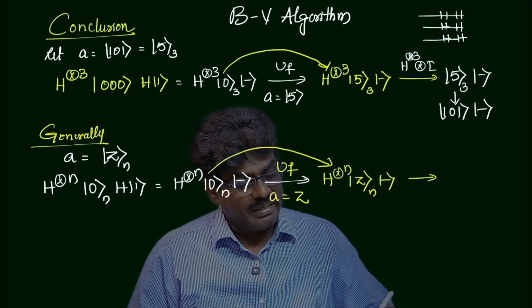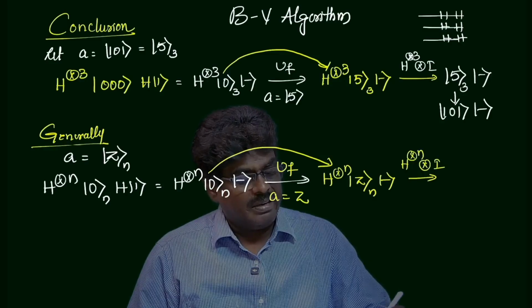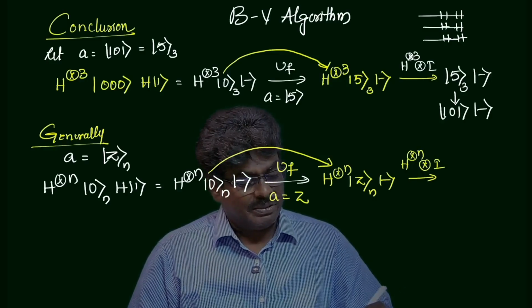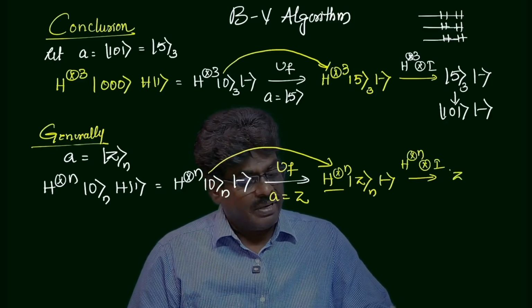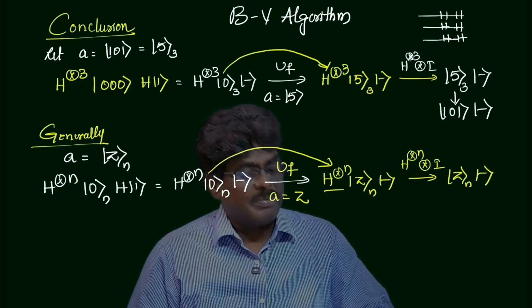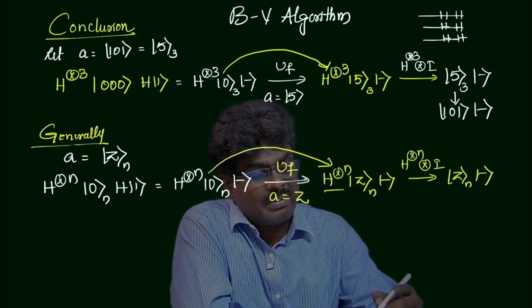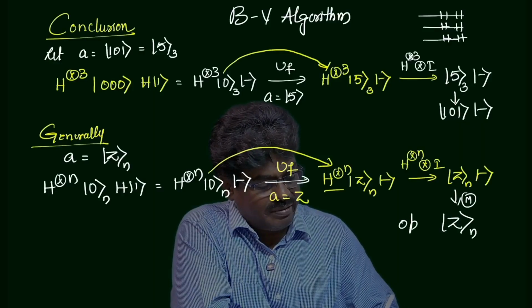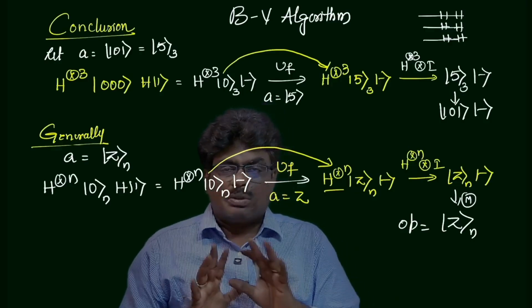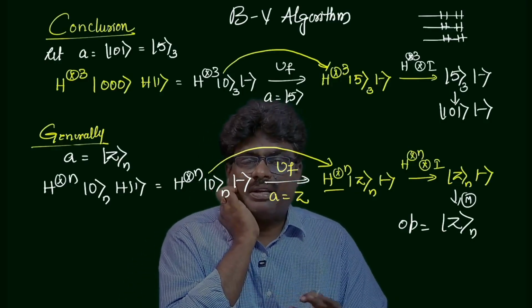And finally here you are operating the same thing, H tensor n and I. So these two get cancelled, that means identity. Finally you will get Z, n qubit string, minus. Once you make the measurement here, you will get the output as Z. So I hope you understand what this Bernstein Vazirani algorithm is.